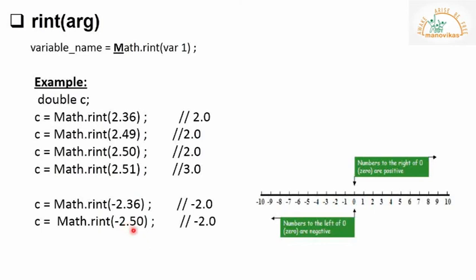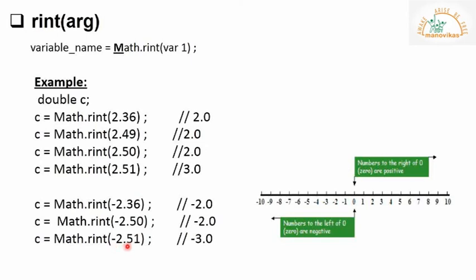Next is minus 2.50. Still, minus 0.50 is bigger than minus 0.51, on the negative number side of the number line. I believe you all know that minus 0.5 is bigger than minus 0.51. So the higher integer will be considered, that is minus 2 will be your answer.